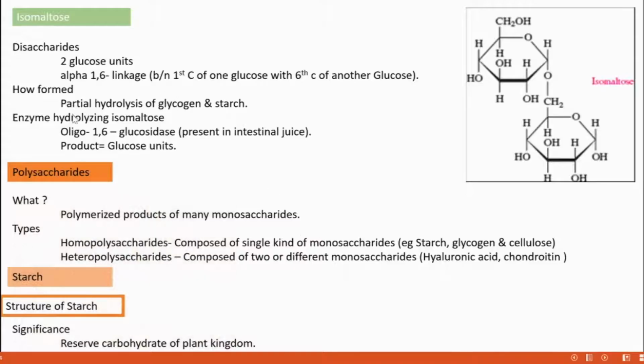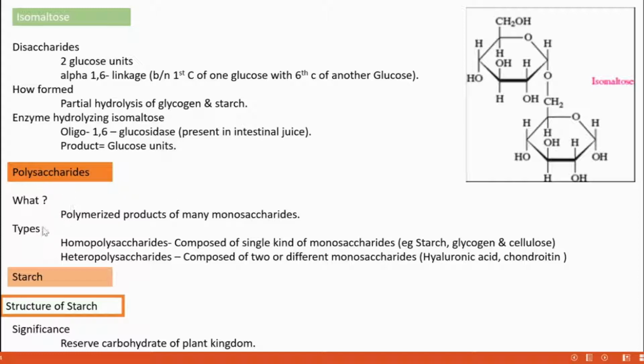Good morning, students. Today we are moving to the next section, that is polysaccharides. What are polysaccharides? They are polymerized, combined products of many monosaccharide units. That's polysaccharides.